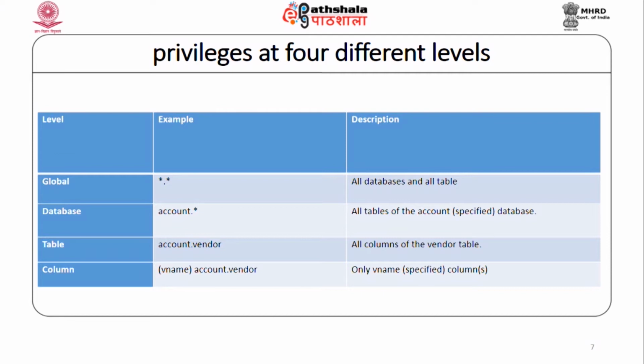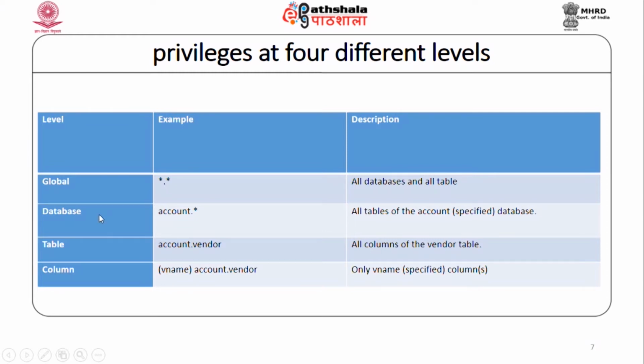Privileges are defined at 4 different levels, namely global, database, table and column. If you see the PPT, I give examples as well. When you write global, you write star dot star. Here the first star indicates the database, and after the dot is the table. That means all databases and, in each database, all tables. So, you can give total privileges to that user when you assign global privileges.